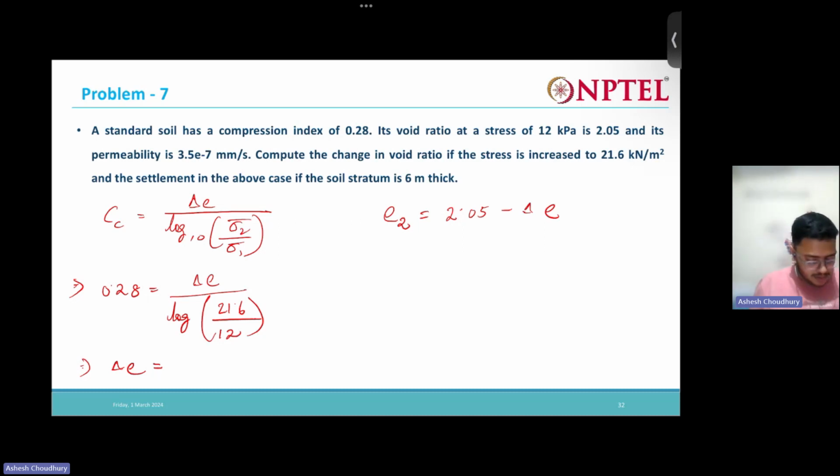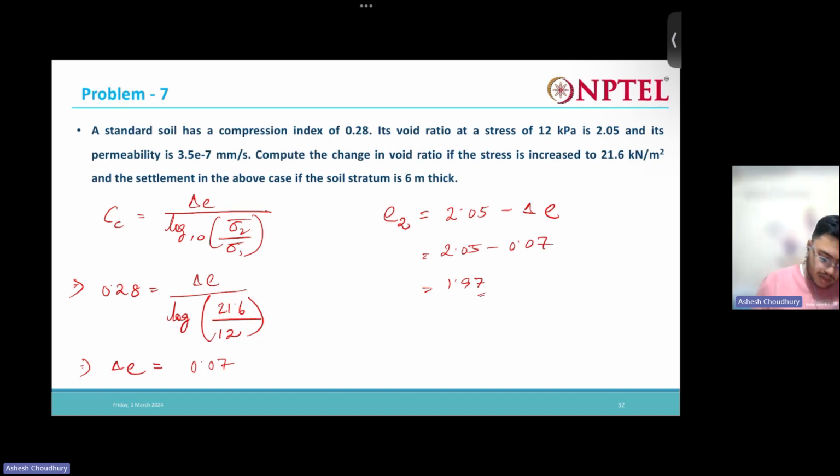So what is delta e? How much change in void ratio are you getting? It is coming at about 0.07, so the new void ratio is 2.05 minus 0.07. Calculate the change in void ratio and the new void ratio, both. Now you have to find out the settlement.